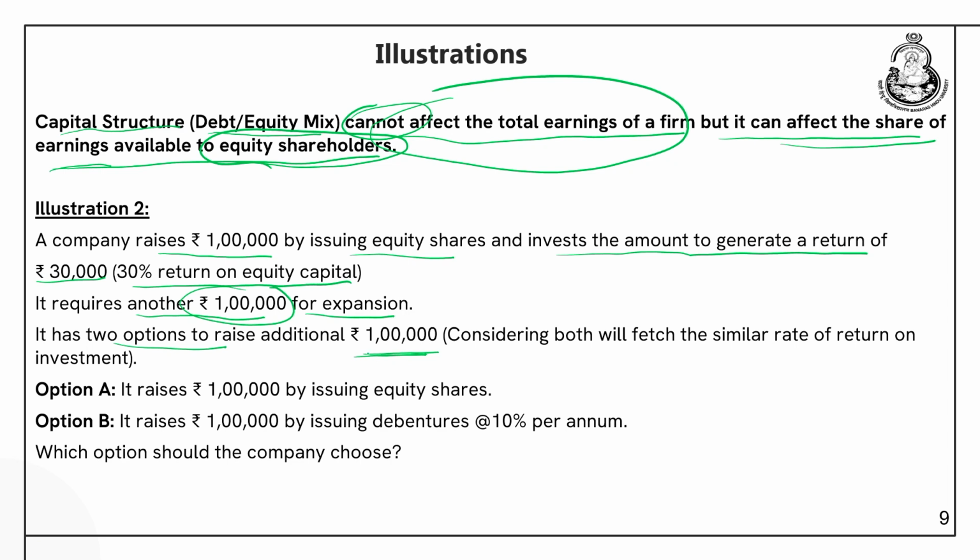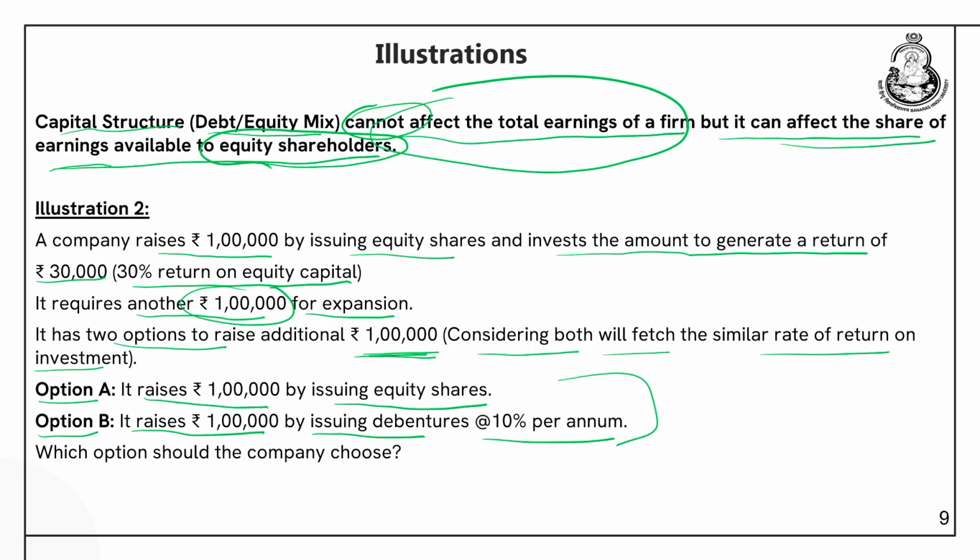Now, this 1 lakh that it wants to raise, we have to consider that it will fetch a similar rate of return on the investment in both the options. What are both the options? Option A, it raises rupees 1 lakh by issuing equity shares. Option B is, it raises rupees 1 lakh by issuing debentures at the rate of 10%. So, we have already taken that in both the cases the rate of return is the same, that is 30%.